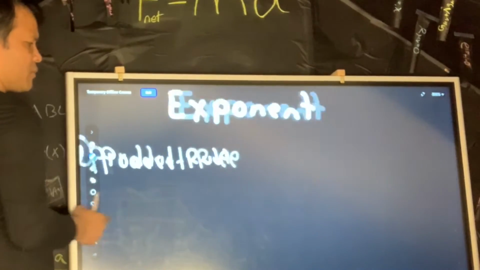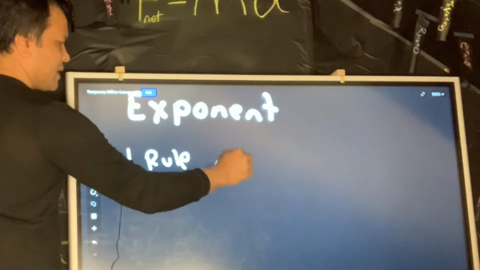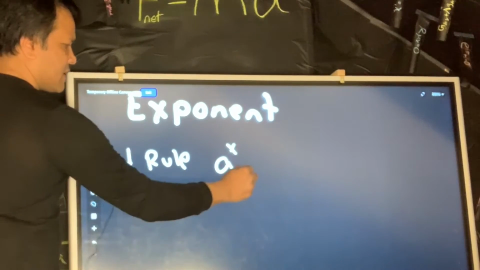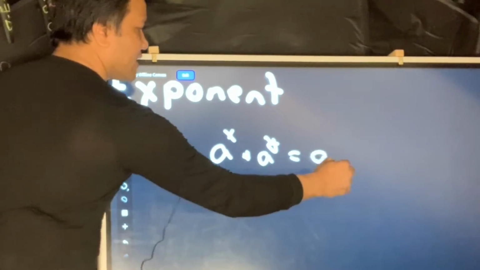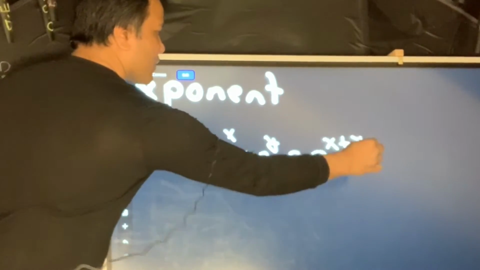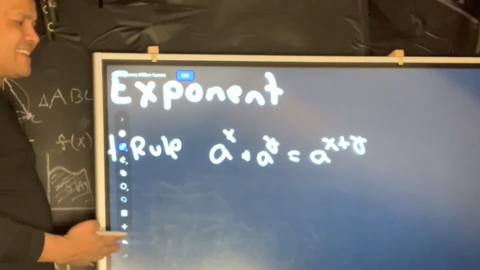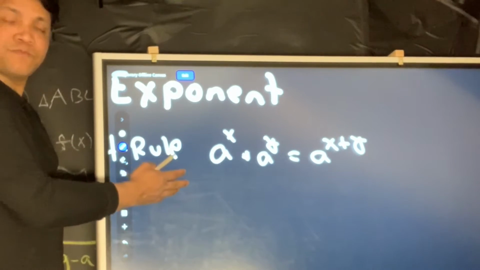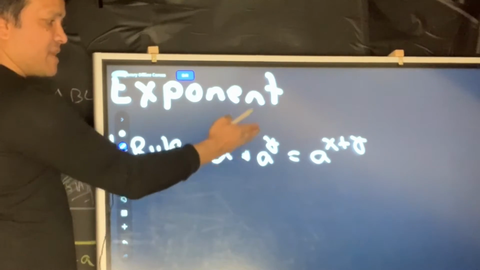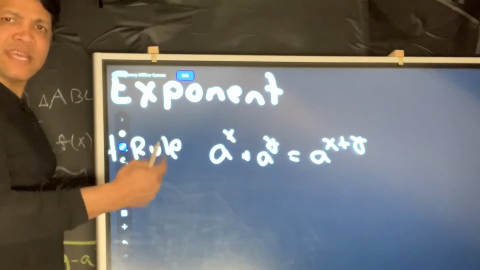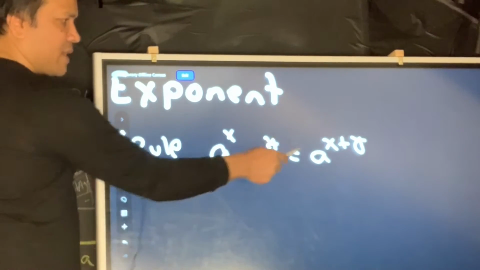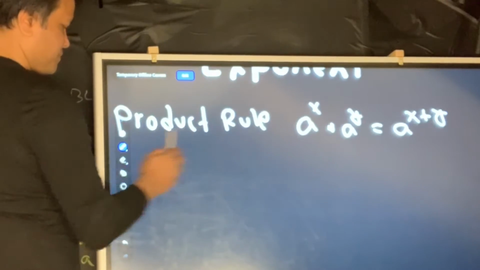Let's see what the product rule looks like. a^x times a^y is equal to a^(x+y). So what does it tell us? a is the base, x is the exponent. a is the base, y is the exponent. When the base is the same, then you can add the exponents, so a^(x+y).